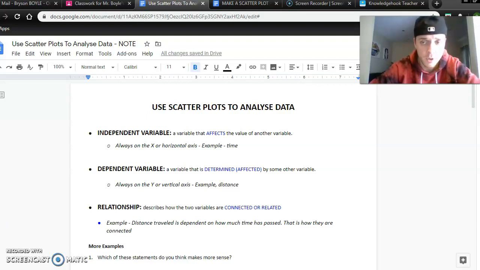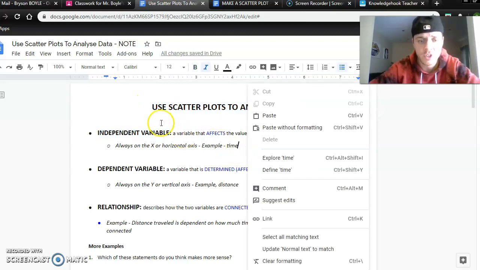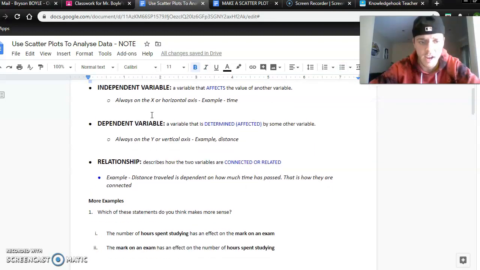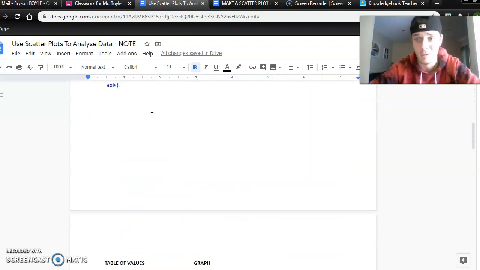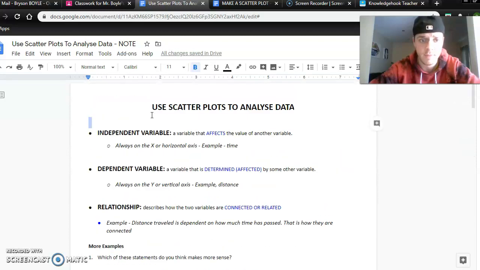I'm going to post 3 things for you in Google Classroom. One's going to be what I have up right here. It's a note called Using Scatter Plots to Analyze Data. What I want you to do is go through the note and familiarize yourself with what scatter plots are and why we do them. It starts off by going over what an independent variable is, what a dependent variable is, and the relationship between the two. It is what they sound like.